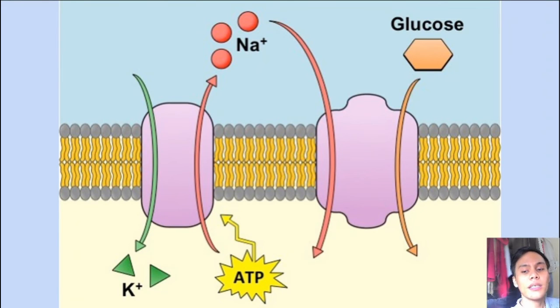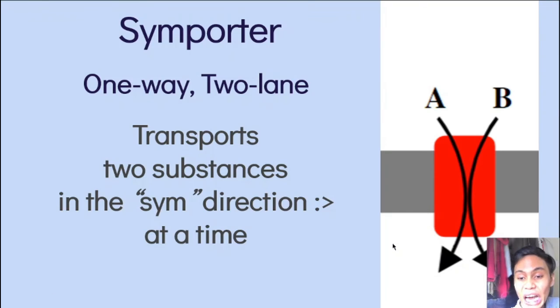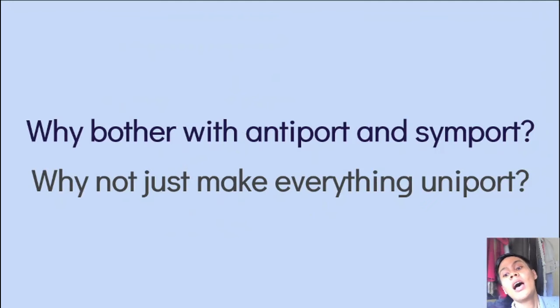If it's all going in the same direction, like your glucose here and your sodium here, so your sodium and glucose go in at the same time, it's a symporter because they're going in at the same time in the same direction. Okay, so that's pretty much it. Alright, so why bother with antiport and symport? Why not just make everything uniport, which is easier to explain? Why make it complicated, cells?